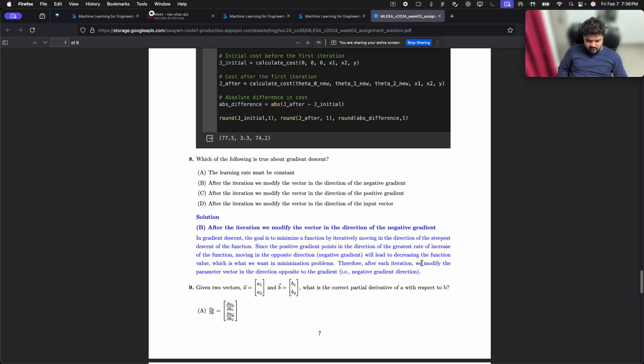Hence, after each iteration, we modify the parameter vector in the direction opposite to the gradient. Basically, subtract the gradient, right? So we modify the parameters in the opposite direction of the gradient. So that's why we move in the direction of negative gradient.